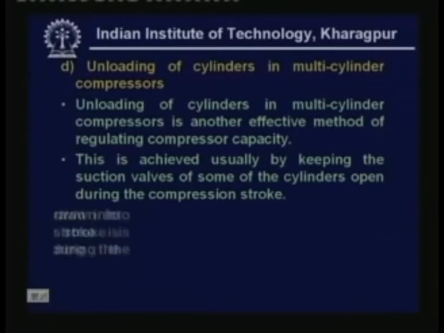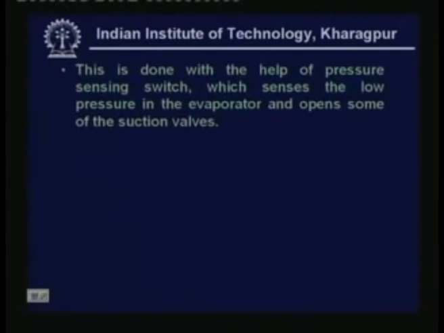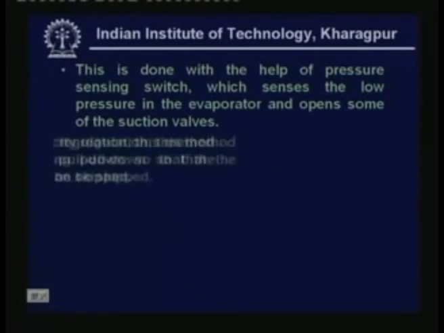So, this is the method followed in these systems. As a result, the suction vapor drawn into these cylinders during the suction stroke is returned to the suction line during the compression stroke. This is done with the help of a pressure sensing switch, which senses the low pressure in the evaporator and opens some of the suction valves. So, you have to use a pressure sensing switch, which will be sensing the pressure, and once the pressure inside the evaporator is low, that means the load is low, it keeps some of the suction valves open.